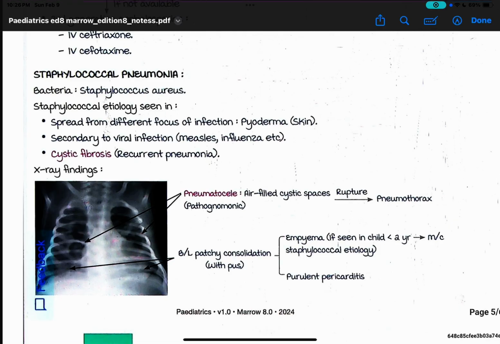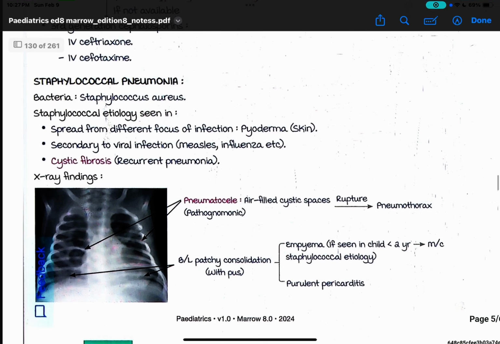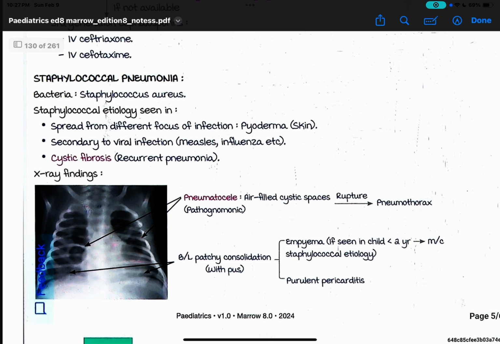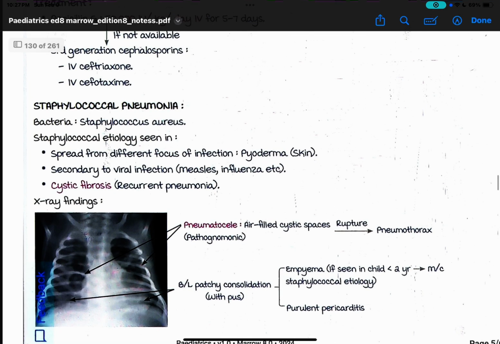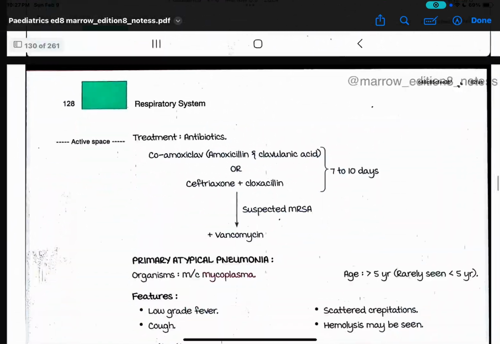Bilateral patchy consolidation with pus. Empyema, if seen in a child less than 2 years old, is most commonly of staphylococcal etiology. There is also purulent pericarditis. So pneumatoceles are pathognomonic, and for empyema in a baby less than 2 years, the most common etiology is staphylococcal. You will see patchy consolidation with pus.